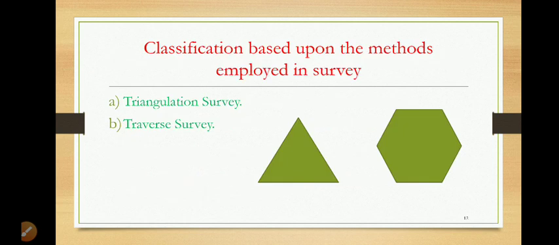And next, classification based upon the method employed in surveying. Either we calculate the area by the triangulation method or the traversing method. Triangulation uses triangles and applies trigonometric formulas to find the required data. Similarly, traversing.